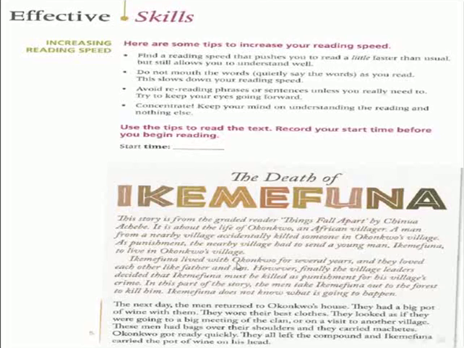Ikemefuna lived with Okonkwo for several years, and they loved each other like father and son. However, finally, the village leaders decided that Ikemefuna must be killed as punishment for his village's crime. In this part of the story, the men take Ikemefuna out to the forest to kill him. Ikemefuna doesn't know what is going to happen.